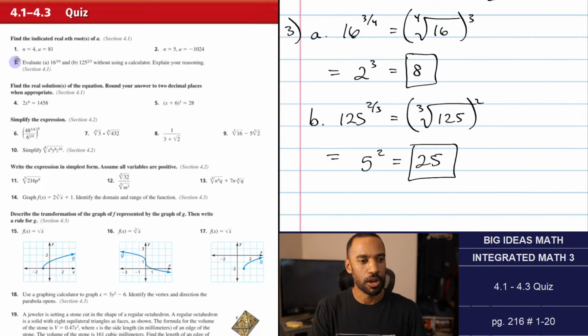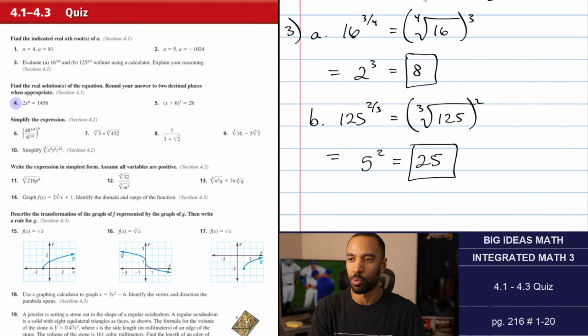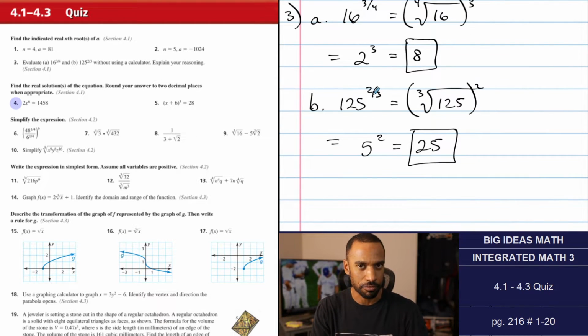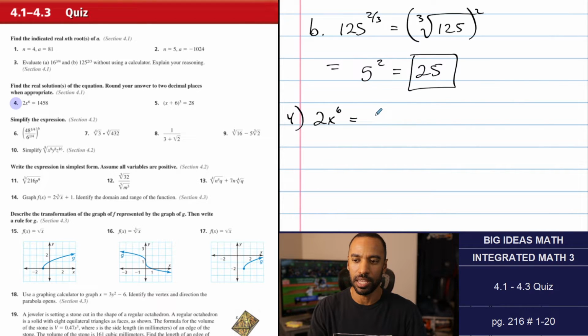Numbers 4 and 5, also section 4.1, we got to find the real solution or solutions of the equation. Round your answer to 2 decimal places when appropriate. So we'll go to the calculator if we have to, if something's not a perfect square or something like that. So number 4, we have 2x to the 6th power equals 1458. We will divide both sides by 2 to get the x to the 6th by itself, and that is 729. And then we take the 6th root of both sides. Now let's say you didn't know this 6th power value.